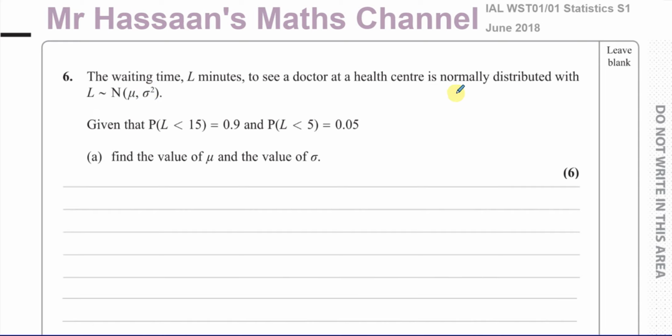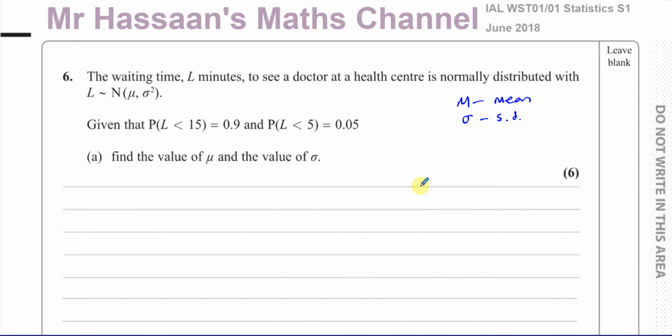So mu stands for the mean of the times, and sigma stands for the standard deviation. That's what they stand for. It says, given that the probability that the waiting time is less than 15 minutes is equal to 0.9, and also that the probability that the length of time to wait is less than 5 minutes is 0.05, we've got to use that information to find the mean and the standard deviation. So that's what the question is asking us to do.